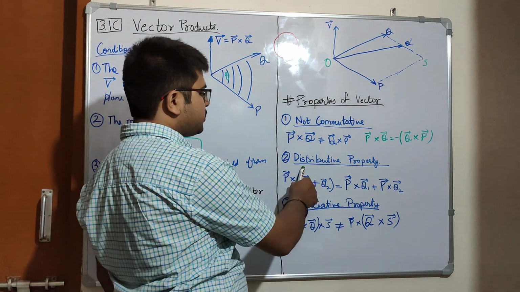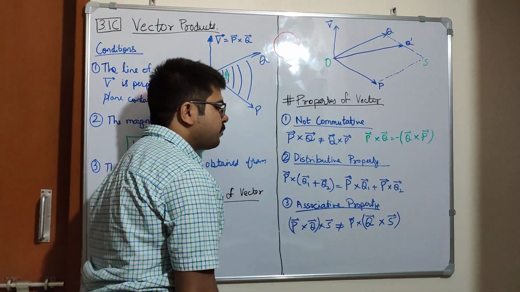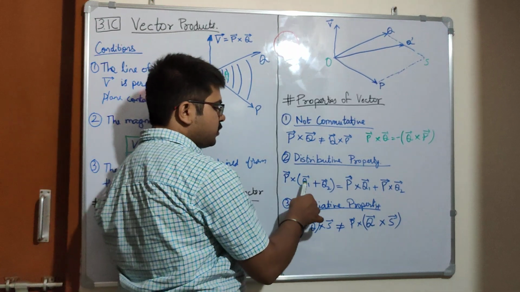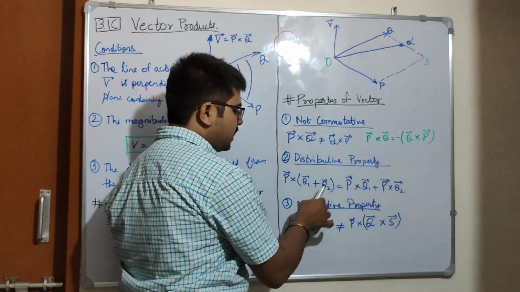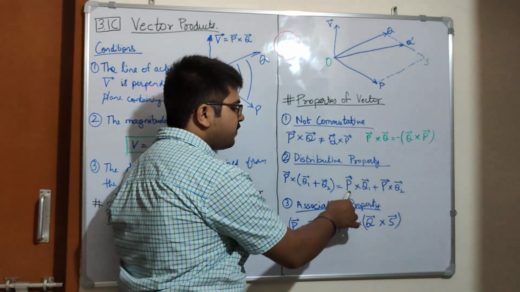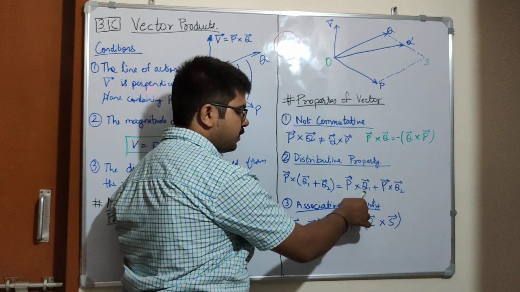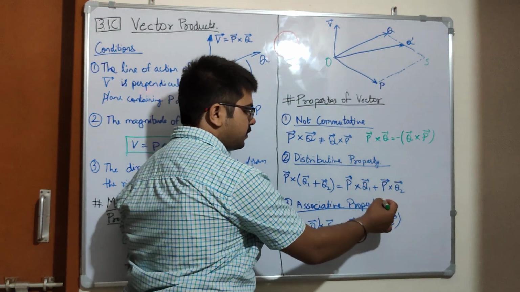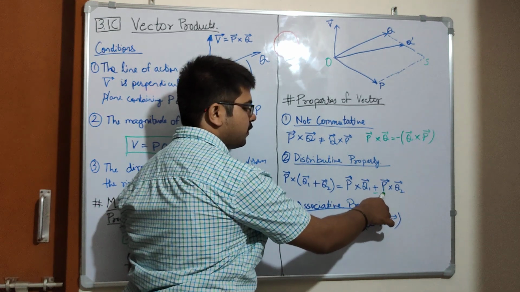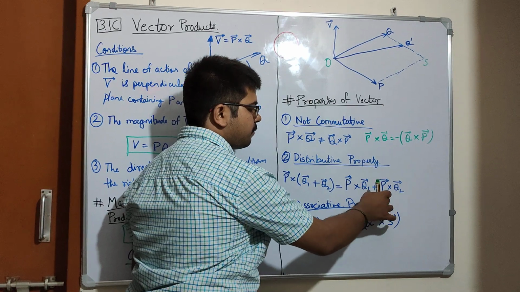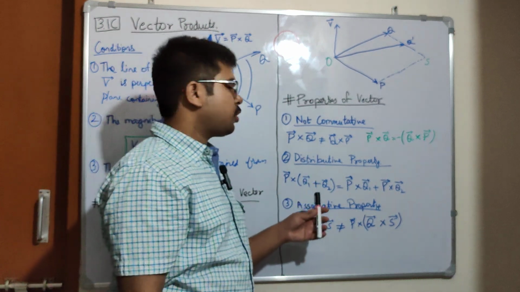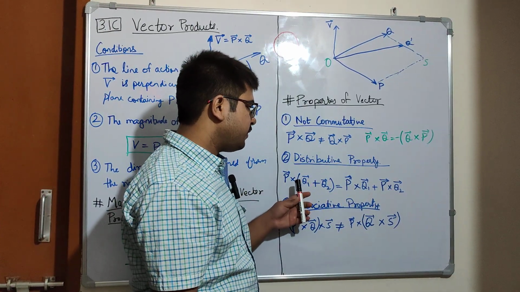Then the second property is the distributive property. So the vector product follows the distributive property, that is, p vector cross bracket q1 vector plus q2 vector equals p vector cross q1 vector plus, mind the plus here, p vector cross q2 vector. So that was the distributive property. Vector product is distributive in nature.